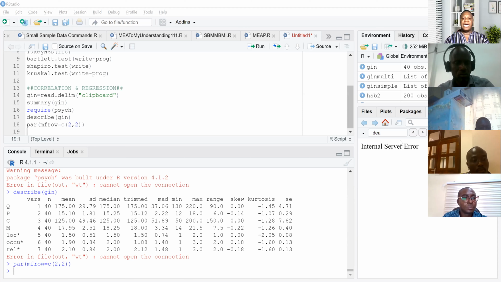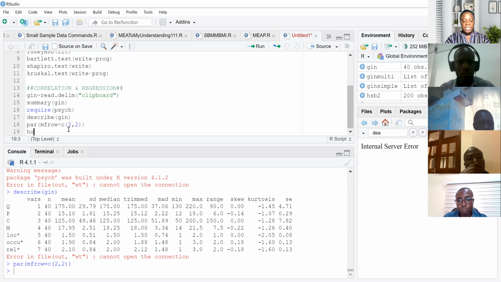Now that I've indicated I want the graphs to be 2 rows, 2 columns, let's do the first graph. The first graph is going to be for the quantity demanded of gin, for this data. We want to draw a histogram for the quantity demanded. So let's type hist, H-I-S-T, histogram, put into bracket Quantity. And remember, the quantity is capital Q. So you do capital Q, and then you bring a comma.